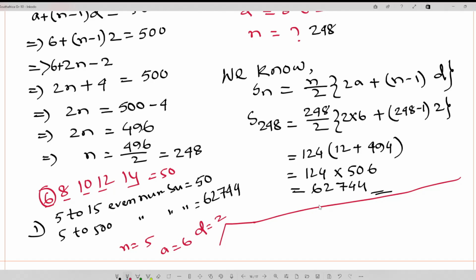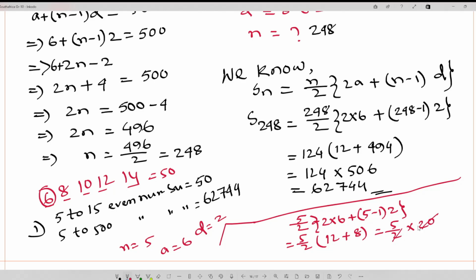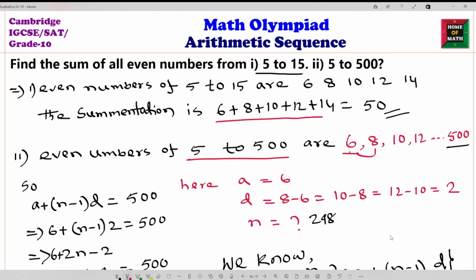So we write: n is 5 divided by 2, then 2 times 6 plus 5 minus 1 times 2. 5 divided by 2 times 12 plus 4 times 2, which is 8. 12 plus 8 becomes 20, and 20 divided by 2 is 10, and 10 times 5 is 50. By this way we also find the result, which is 50.